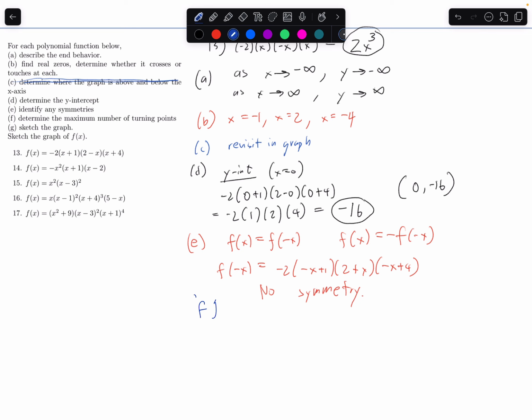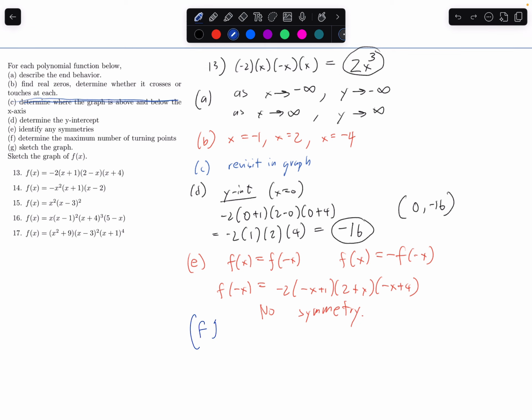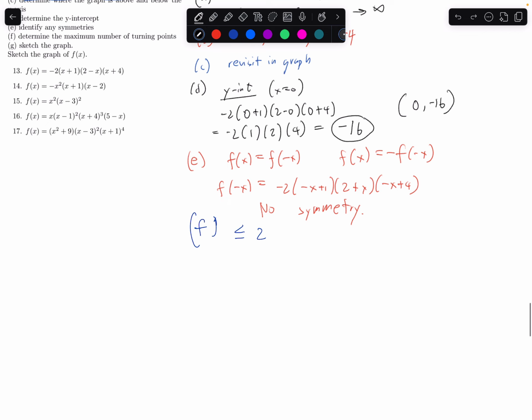Okay, F, identify the maximum number of turning points. So our degree was 3 for this, right? So 2. So I'll say less than or equal to 2 turning points. That's letter F. Okay, letter G, sketch. Okay, finally we get to the sketching part. And along the way, we'll answer C. I'm going to just include the sketch as the answer to C. Here we go, guys.